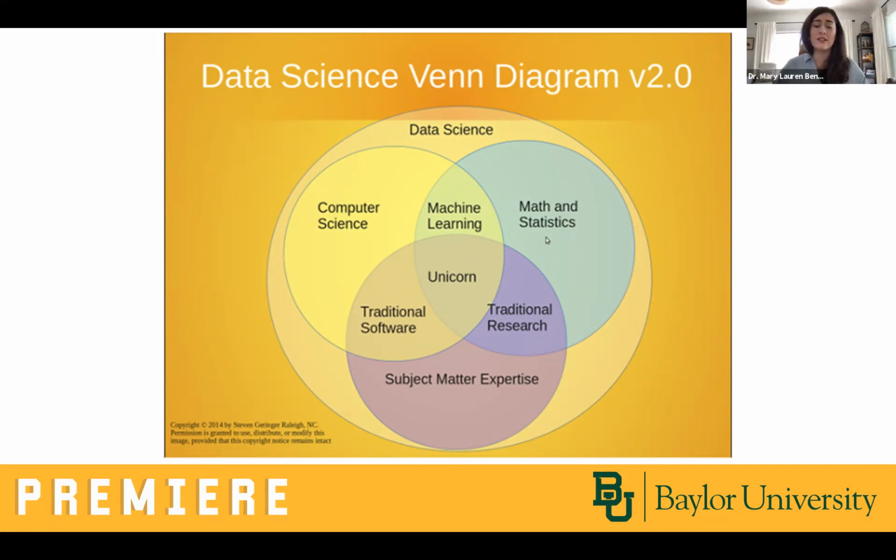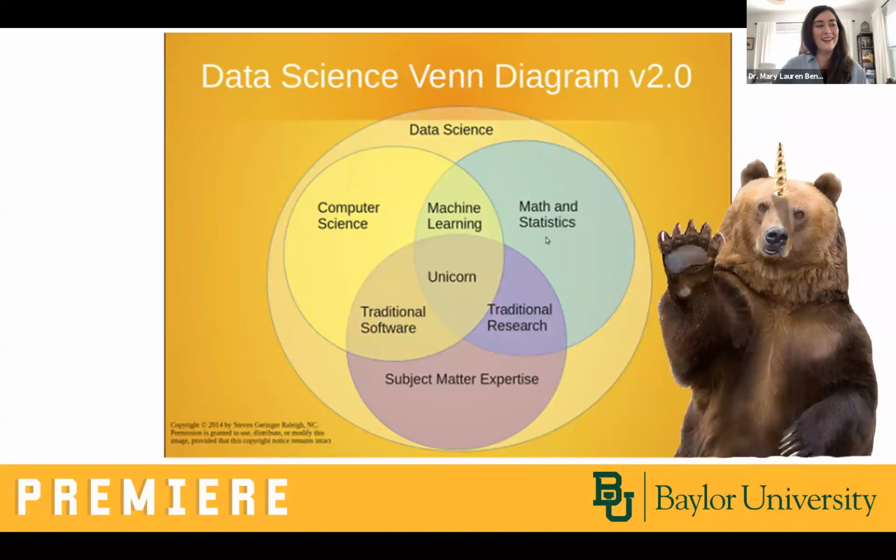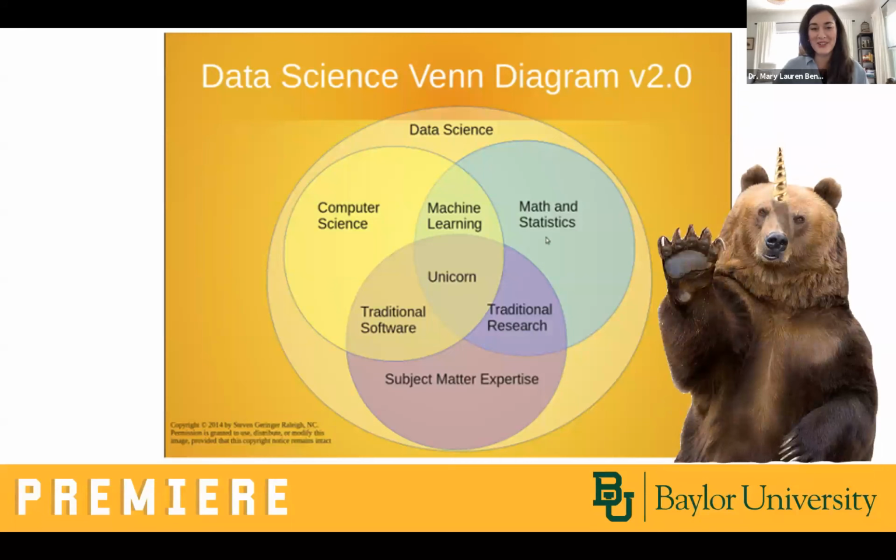And so students in data science get this foundation in computer science, math, and statistics, and then a minor in another area that brings in this subject matter expertise. And so students majoring in this area receive training in all of these different domains and get to be the unicorn at the center of our Venn diagram here.